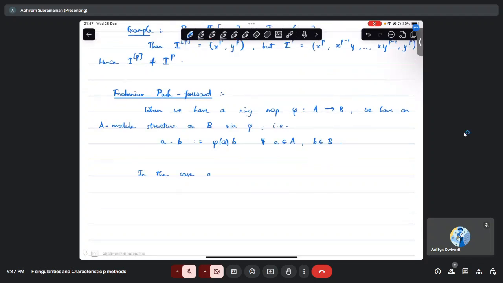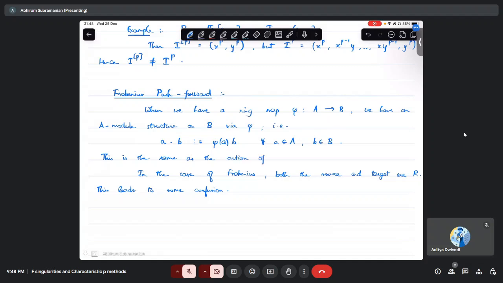Now, in the case of Frobenius, both the source and target are the same ring. So this leads to some confusion. Primarily, when we have a module structure on R, it is also the same structure as the action on the image of R, which is contained in R via inclusion.